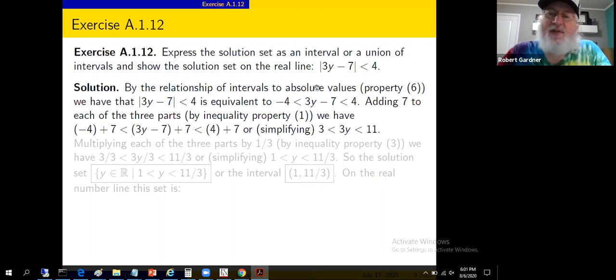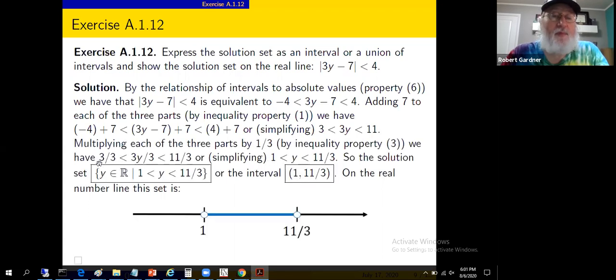So we'll add 7 to all 3 pieces. This is really 2 inequalities. Add 7 to get rid of the -7 there. 7 plus -4 is 3. 7 plus 4 is 11. 7 and -7 is 0. That'll produce this. Let's divide by 3, or multiply by 1/3 if you like, to get the y by itself. 3 divided by 3 is 1, less than y, less than 11 divided by 3. That will produce, here it is, 1 is less than y is less than 11/3.